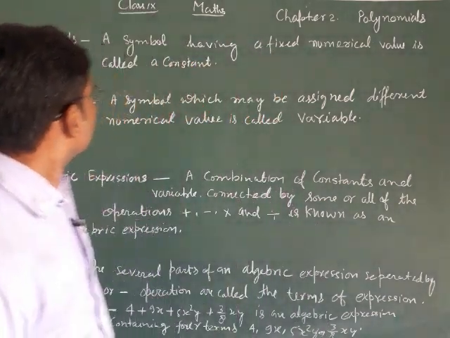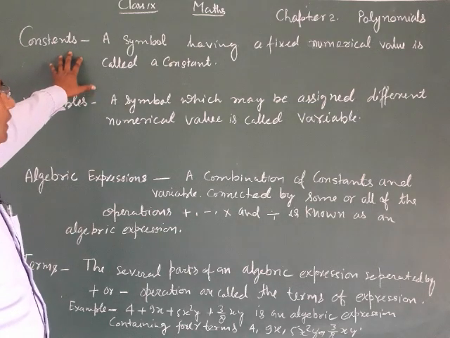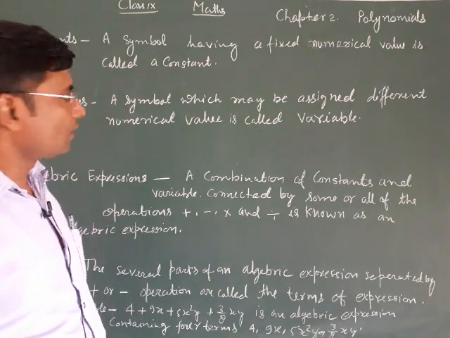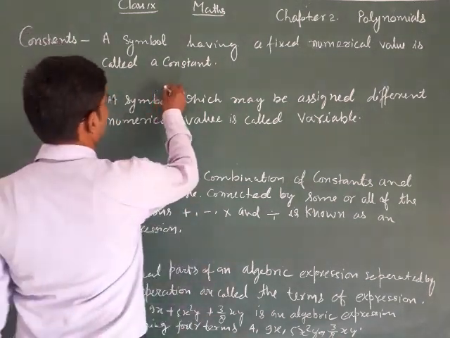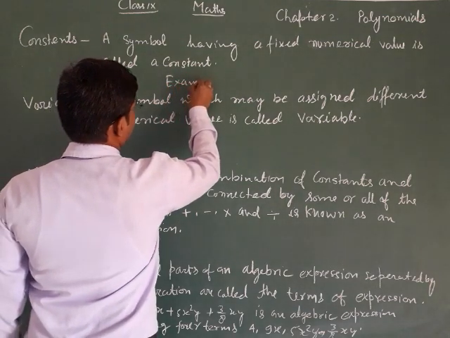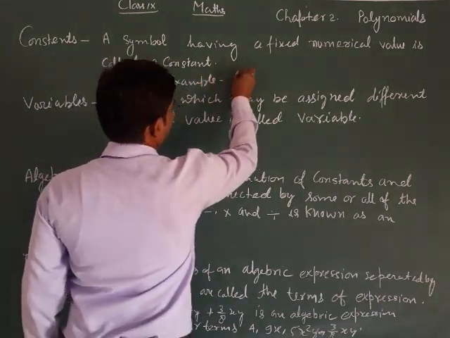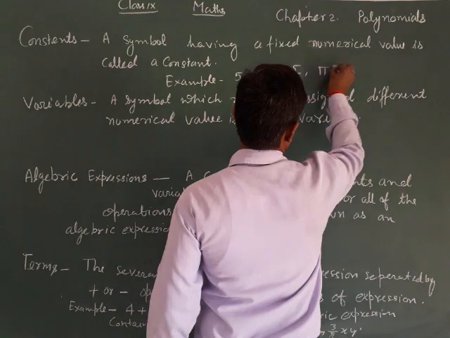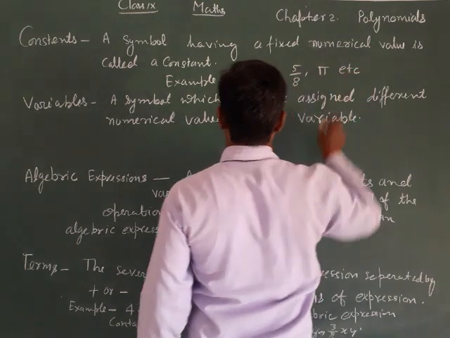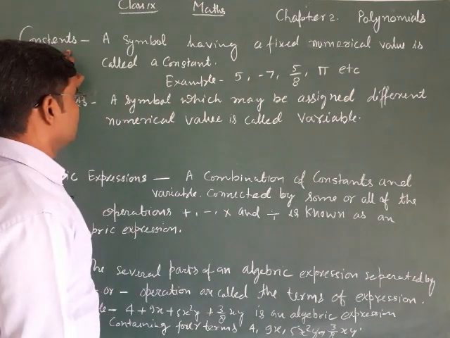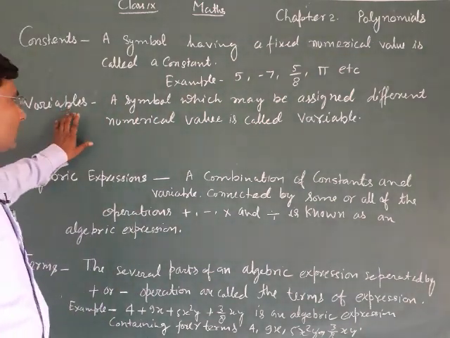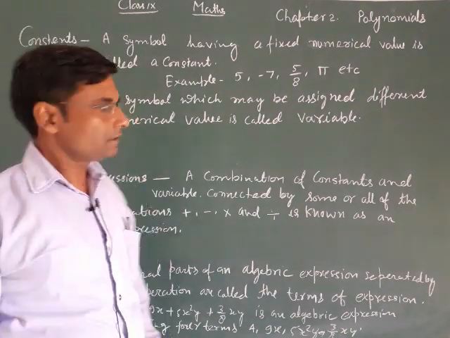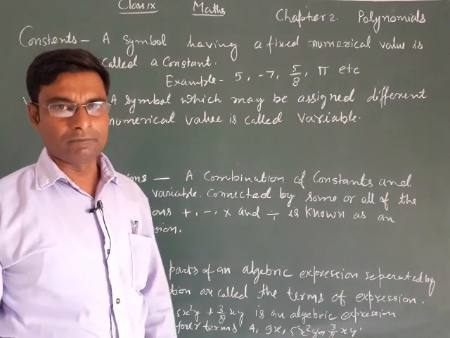First topic, constant. A symbol having a fixed numerical value is called a constant. For example, 5, minus 7, 5 upon 8, pi, etc. All of these are constants. And another, variable: a symbol which may be assigned different numerical values is called a variable.